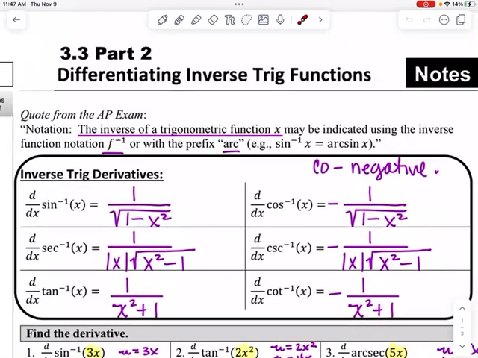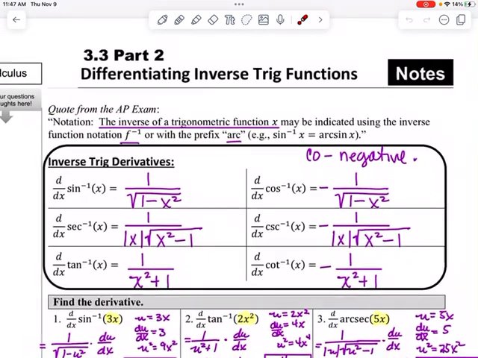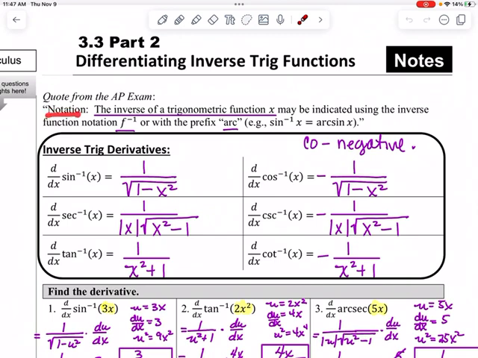So what I'm going to do is just get out the bouncing ball here and get started. We've got a quote from the AP exam on notation. This came up in the last test where I was discussing how you're writing your information out. The inverse trigonometric function may be indicated using the inverse function notation f inverse or arc, if you like. So you have to denote it somehow, like this or like that. It means the same thing and is equally respected.